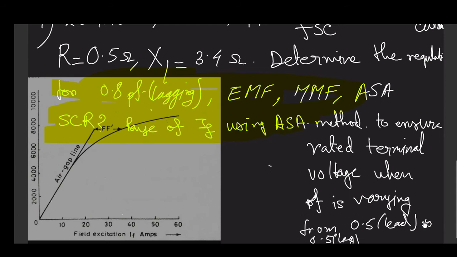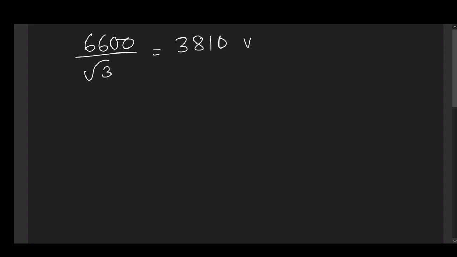Well, now it is for 0.8 power factor lagging. So we have our card with us. Now we have to go for the solution of that problem. So let us go there. First calculate the terminal voltage. It is 6600 by root 3, that is 3810 volt. Fine.